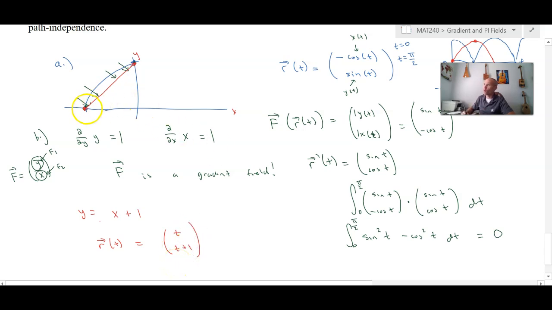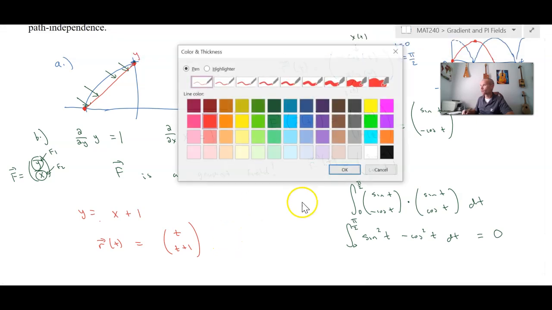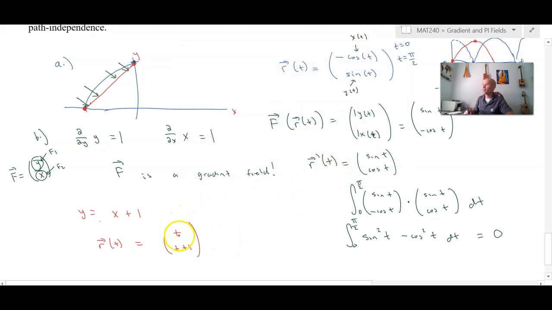Now, I just have to figure out at what time it is at -1, 0, and at what time it is at 0, 1. So to do that, I need this component to be -1. So if I let t equal -1, I'll get the point -1 and -1 plus 1. That'll be -1, 0. Our vector will be -1, 0. At t equals 0, our vector will be at 0, 1, as desired. So this is just another parameterization.